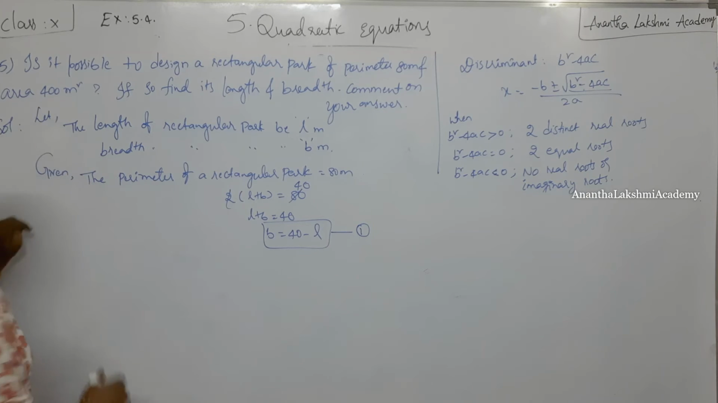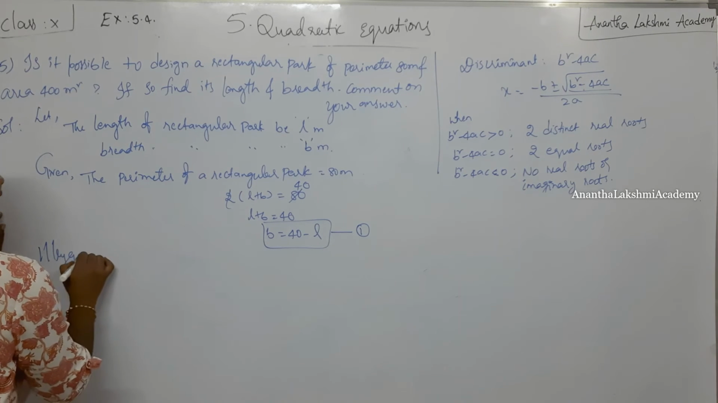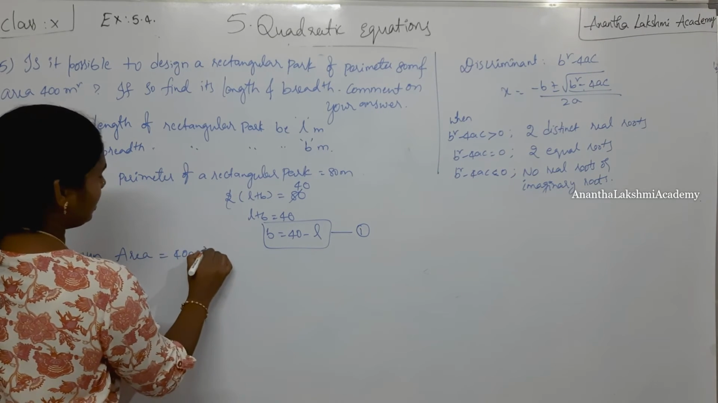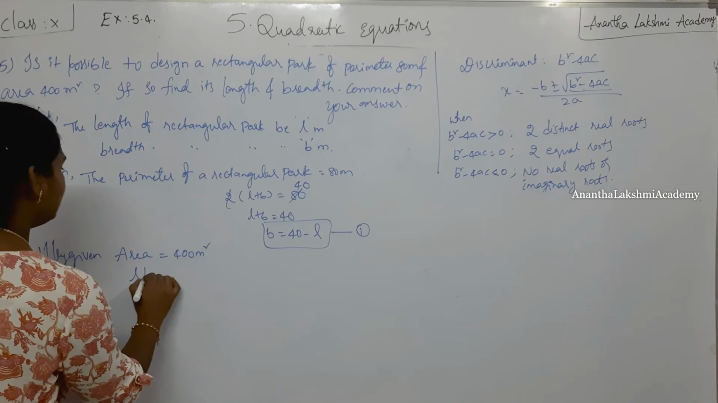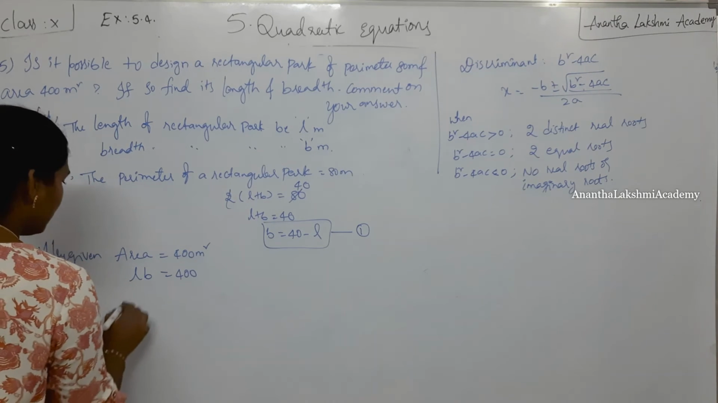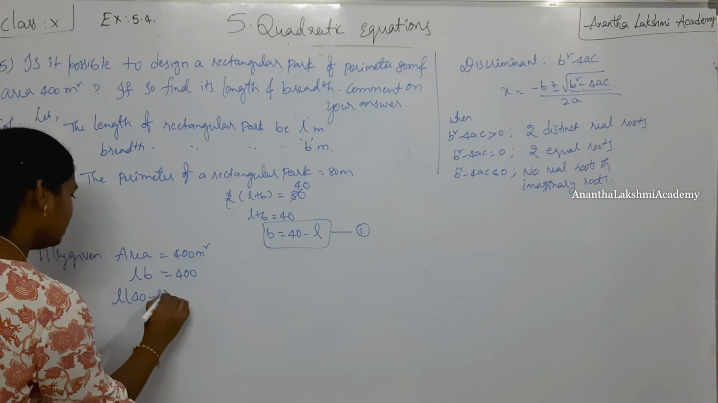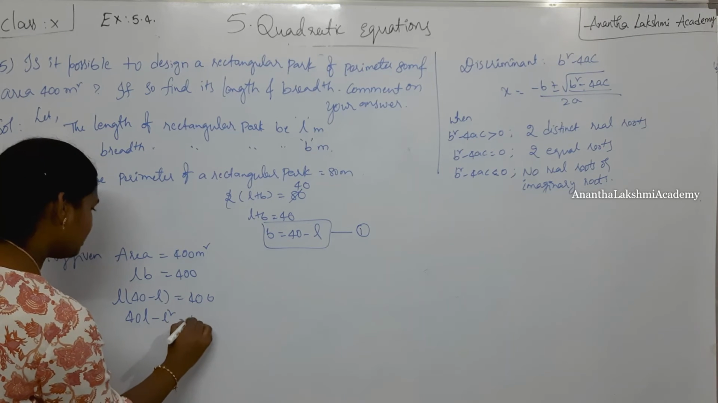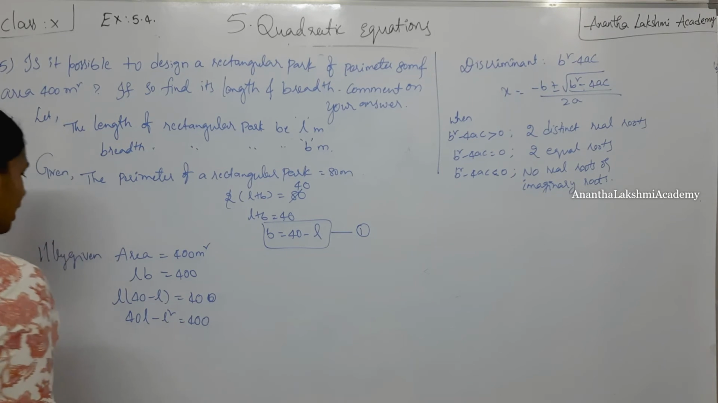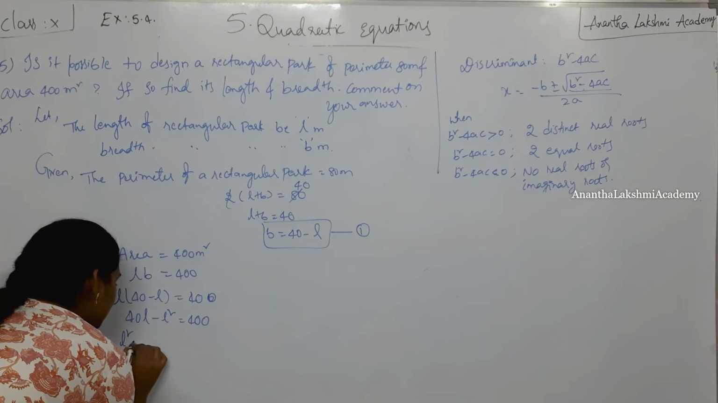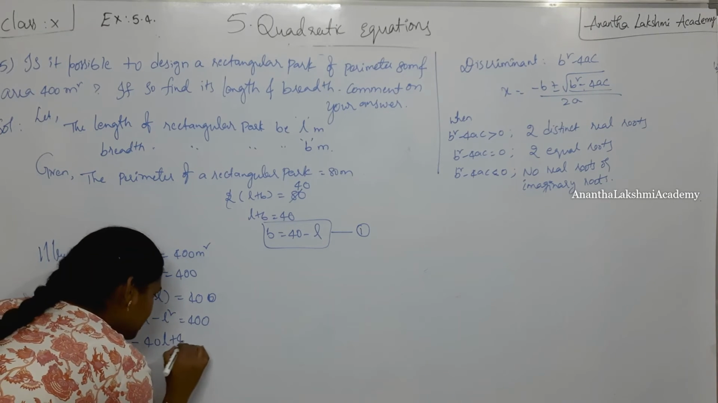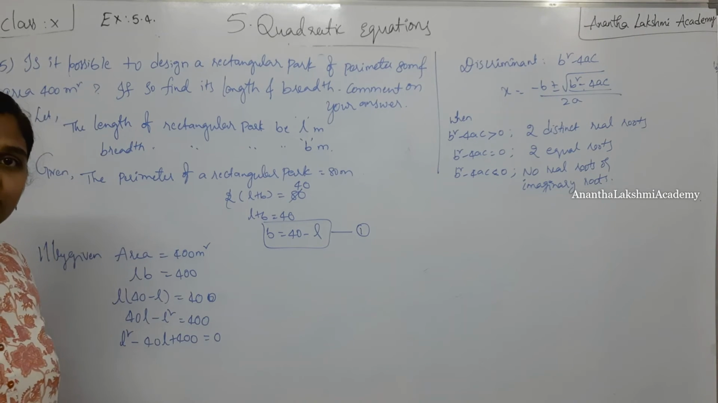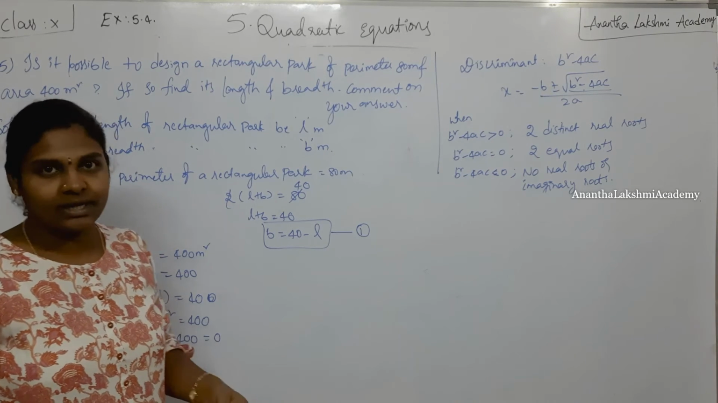Now what else is given? Similarly, given area is equal to how many meters square? 400 meters square. Area of the rectangular park is L into B is equal to 400 meters square. L into 40 minus L is equal to 400. Now multiply this. 40L minus L square is equal to 400. Now if I take L square and 40L to the other side, L square minus 40L plus 400 is equal to 0. They are asking us whether it is possible or not. For that we need to figure out the discriminant value, which is nothing but b square minus 4ac.